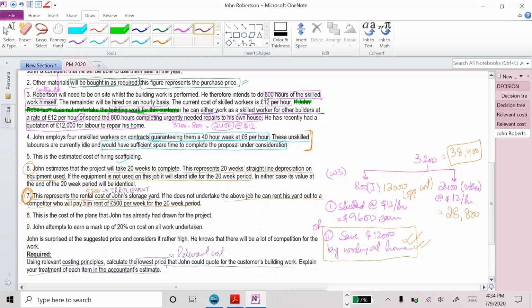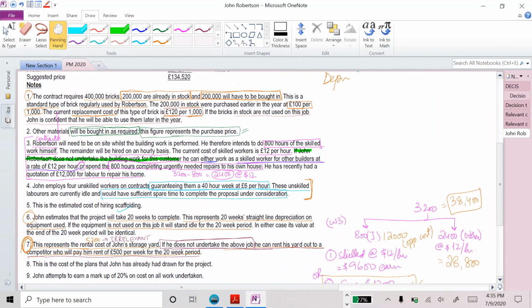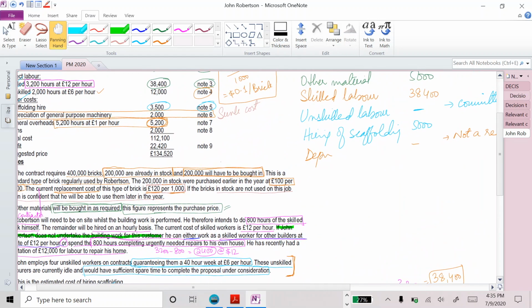But the next part is important. If he does not undertake the above job, that means if we do not accept this order, he can rent his yard out to a competitor who will pay him $500 per week for 20 weeks period. So this is something which is related to the job. He's saying that look, if we do not accept this proposal, we can earn approximately 500 per week for 20 weeks period. So this is an opportunity cost, right? So what will be the general overhead here?